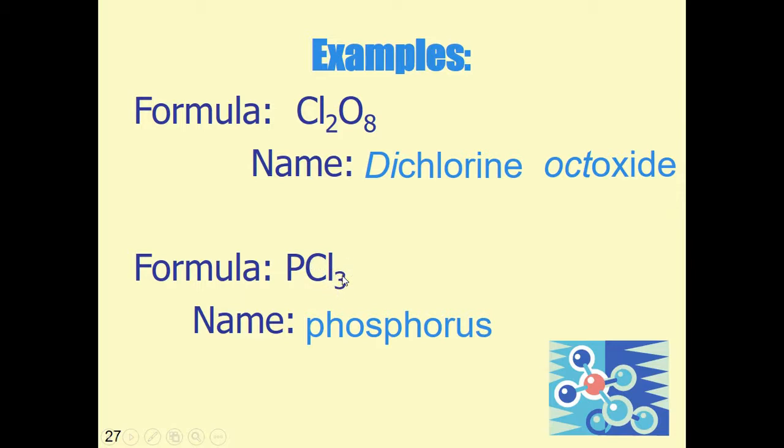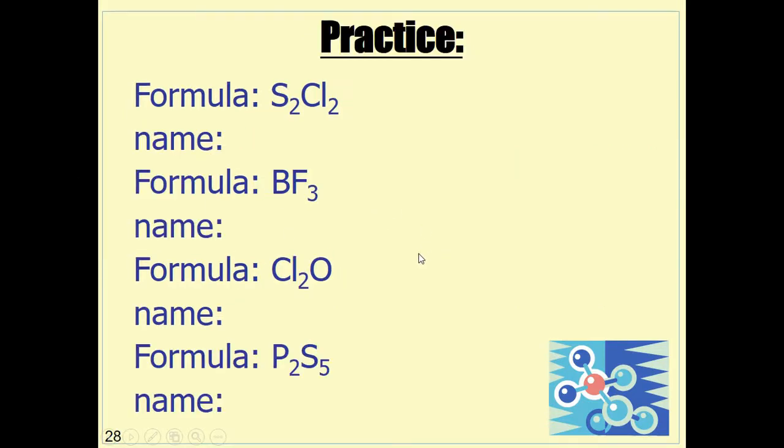Now the next one. This is a chlorine. How many of them do we have? 3. The prefix for 3 is tri, so you write tri. You're going to keep the first syllable of chlorine and replace the ending with IDE. So this becomes phosphorus trichloride. So let's try another one. Try a few more. Why don't you pause the video right now? Try these 4 and then unpause and I will show the answer.